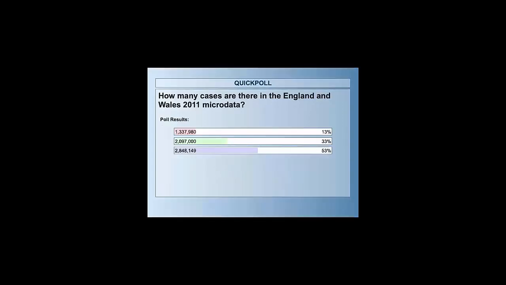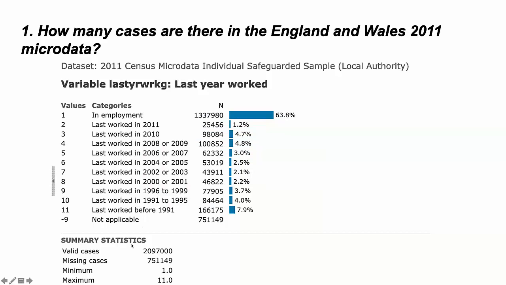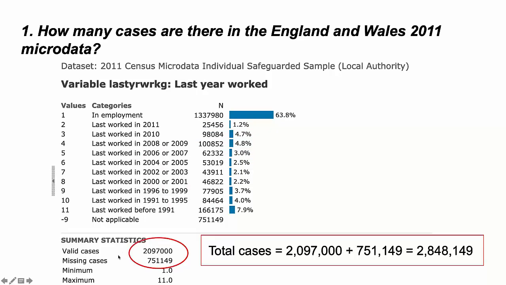The correct answer was the 2.8 million, so that bottom question. And if you can see on the screen here, what you wanted to do was look at the summary statistics. So after the total cases. So for this variable, year last worked, we only had 2.09 million people. Is that right? Yeah, answer that question. And so there's this other 751,000 people that were missing from this question.